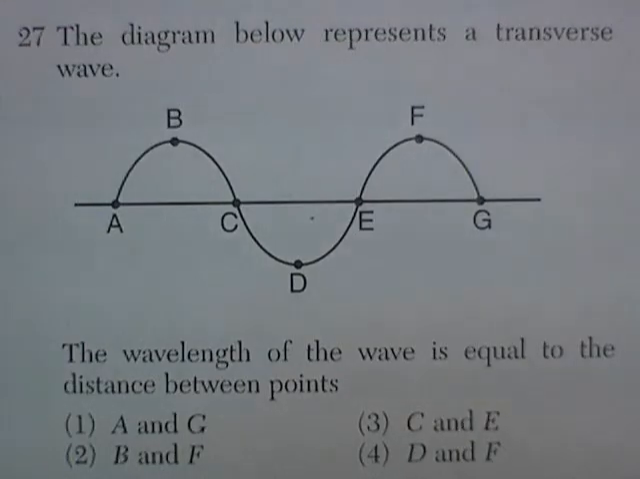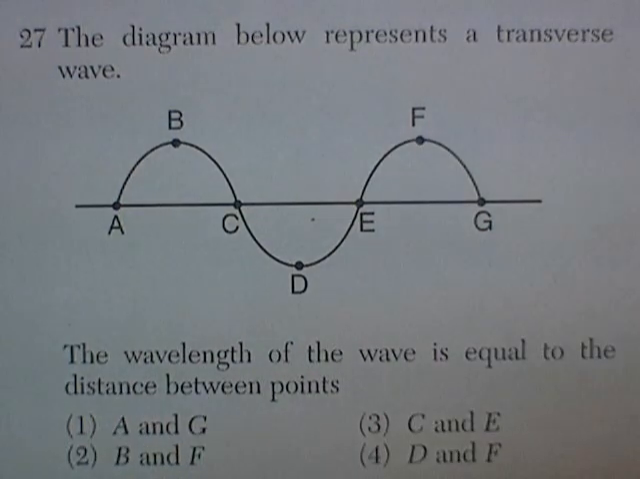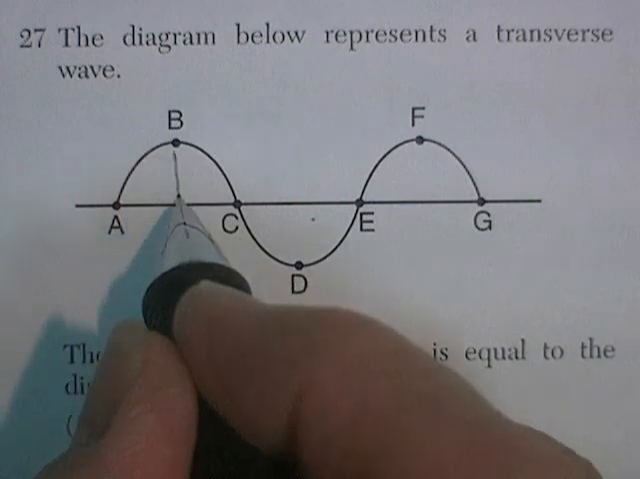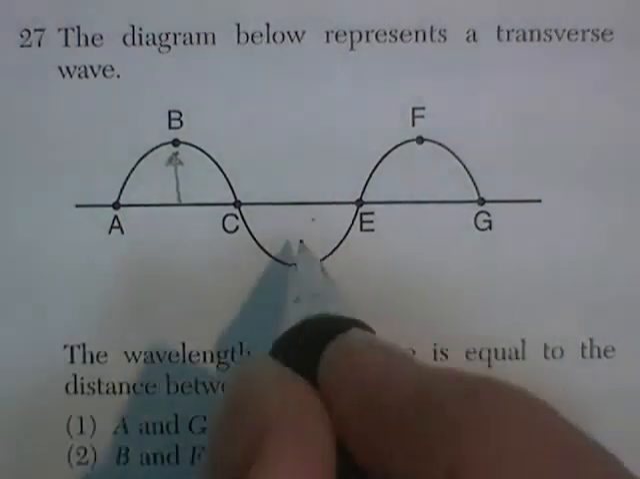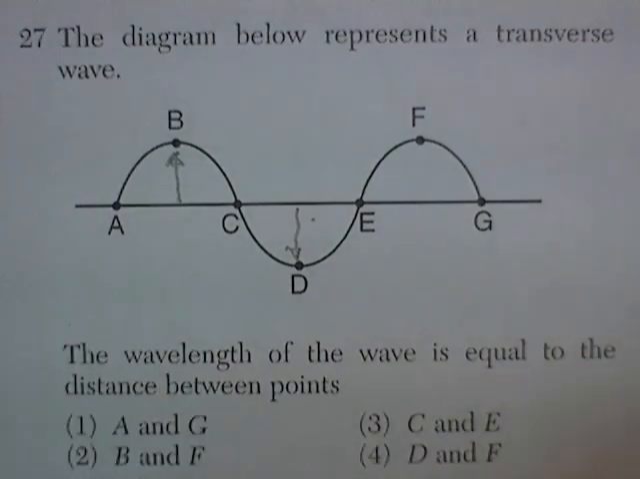Right. Question 27. The diagram represents a transverse wave, an up and down wave. This distance here is an amplitude. This distance here is also an amplitude. If this was a light wave, that would make it brighter, a brighter amplitude.